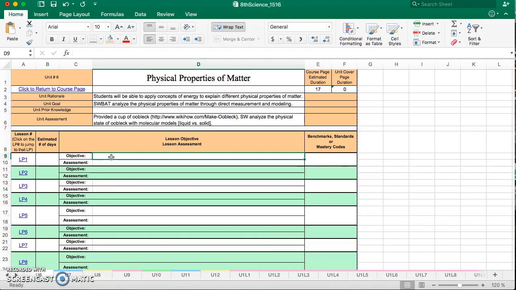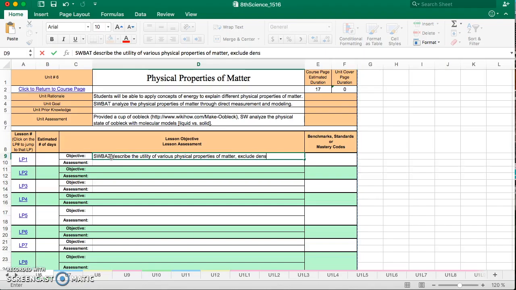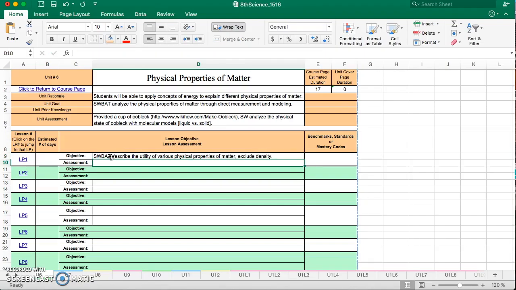So we're going to start with: student will be able to describe, starting at that basic level of Bloom's, simply a description. We're going to describe the utility of various physical properties of matter, but we're going to exclude density. In order for us to be successful, we have to know what these physical properties are, but we don't want students to just know it. We also want them to think about why they are helpful, what the utility of those physical properties is, so making it a little more meaningful for them.